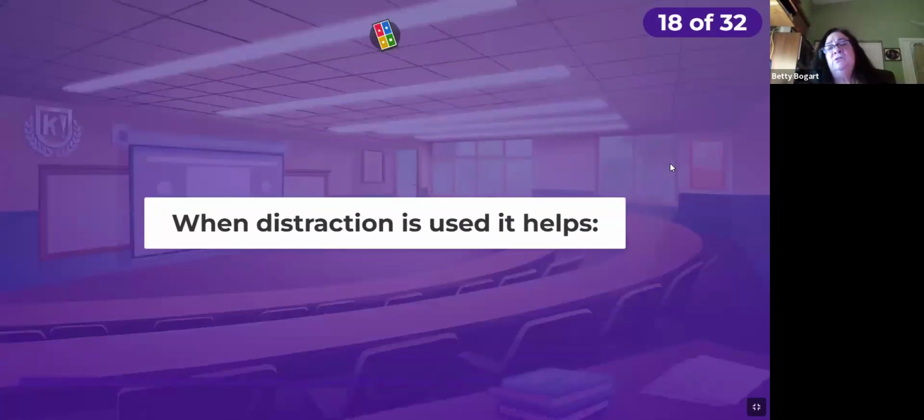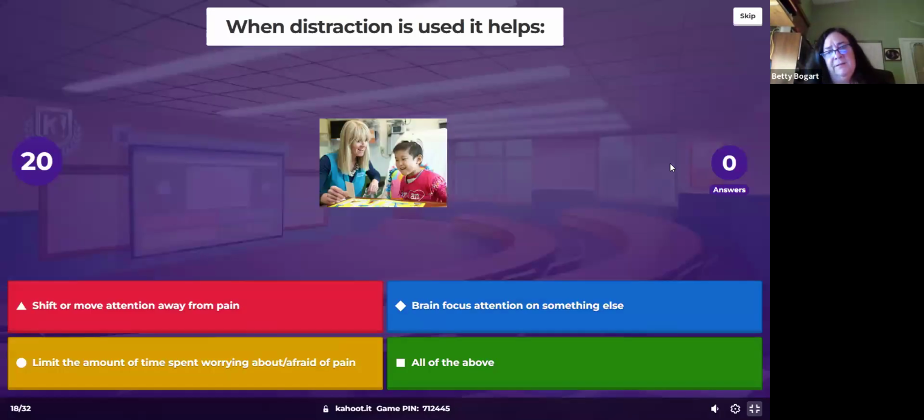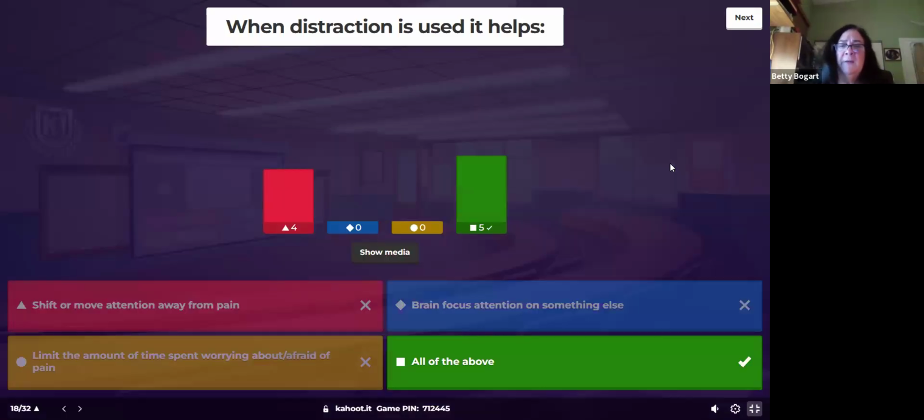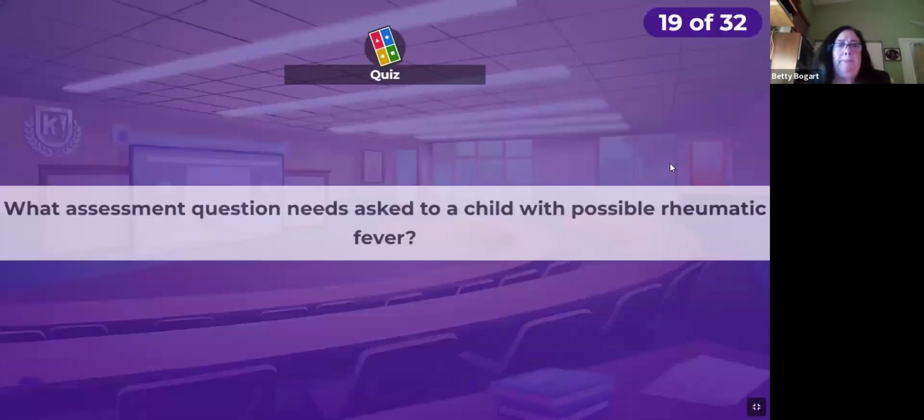When distraction is used, it helps. I always throw this stuff in because I want to make sure you remember it. I think I'm an expert on distraction, but remember, when you let a kid sit there and think about how they hurt, they're going to sit there and hurt and whine and cry. Distract them with something, a game, a play, a stick or something. The kid forgets about how they hurt and wants to play with whatever it is.